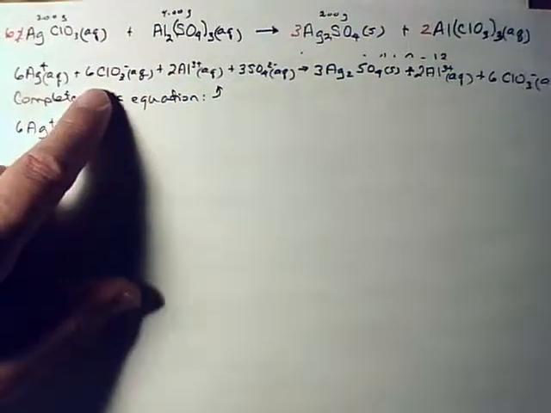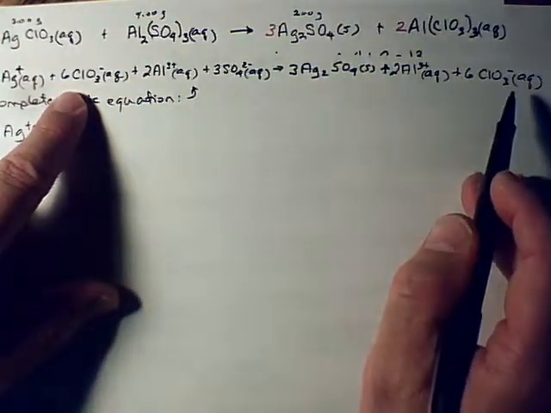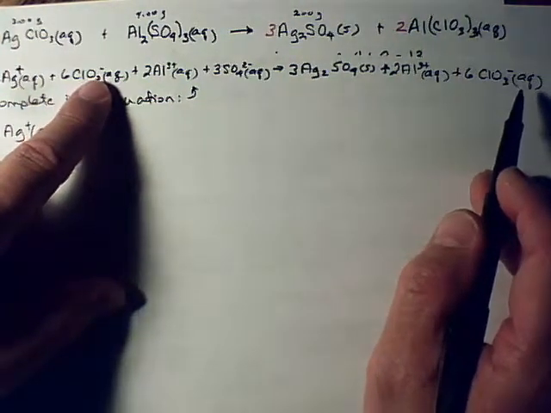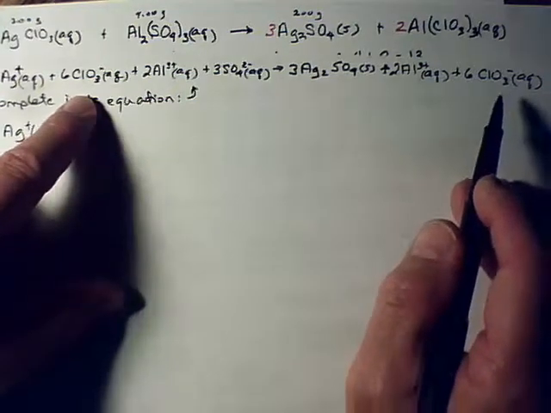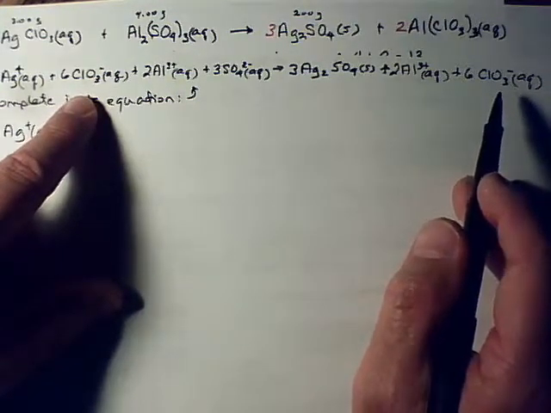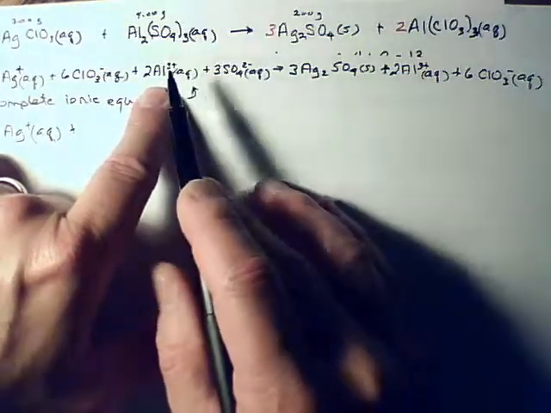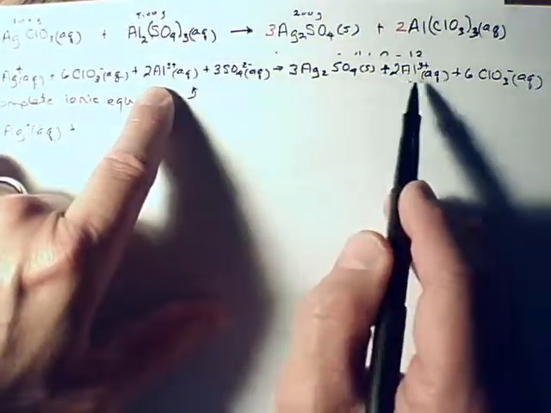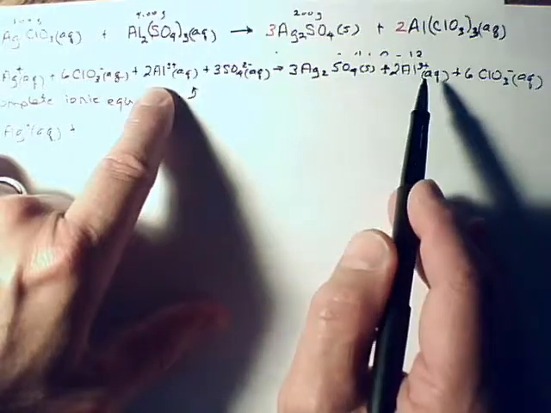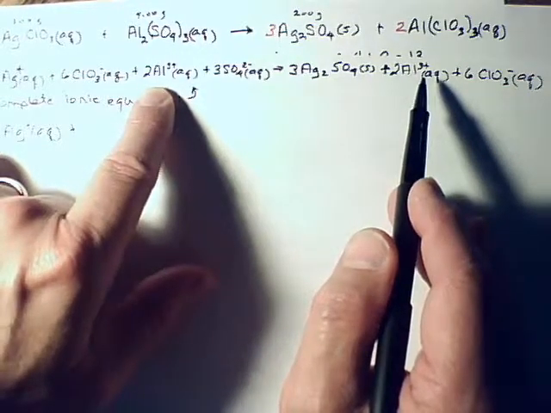Now here are 6 chloride ions, and here are 6 chloride ions. They are separate. They're dissolved in water. That's exactly the same. They're spectators. We're going to leave them out. Here's 2 aluminum ions. It has a charge. It's aqueous. Same thing here. We're going to leave those out. They're just standing around watching. They're not participating in the game.